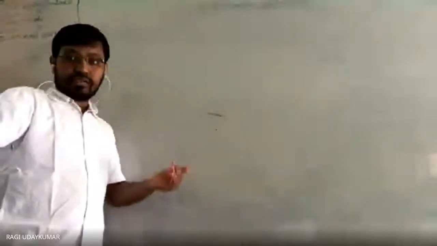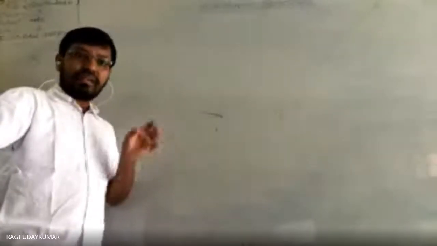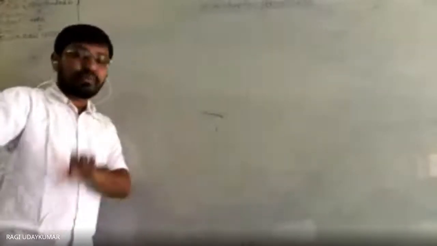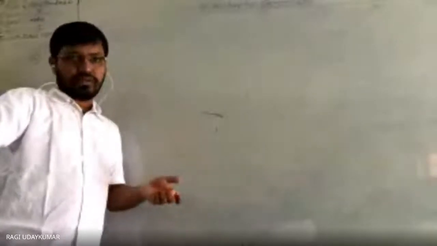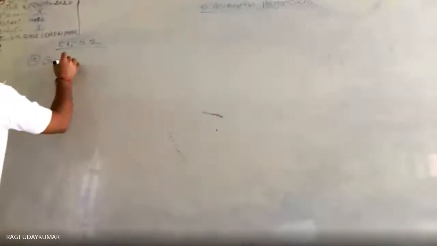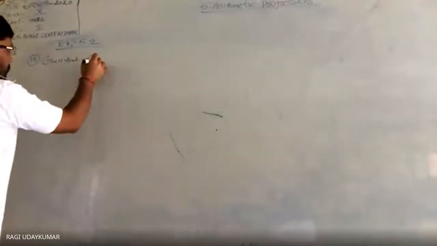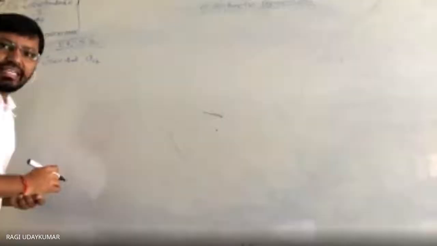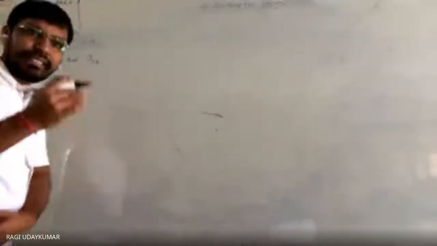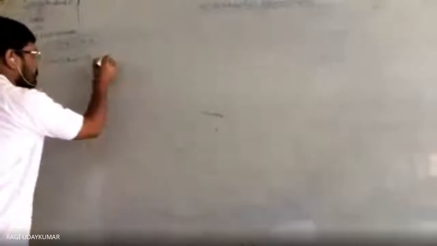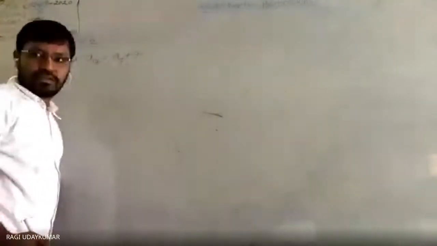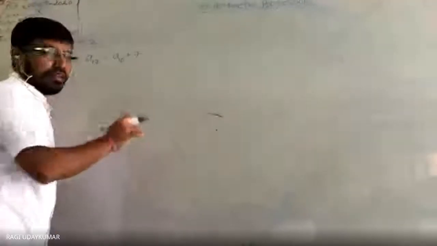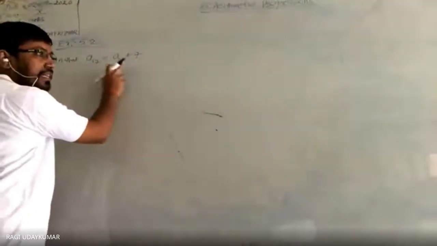So that is 7 more than the 10th term. That means, because 7 you are adding to the 10th term, you get the 17th term. So here what is given? Given that A17, the 17th term, exceeds its 10th term by 7. So this exceeds the 10th term by 7.